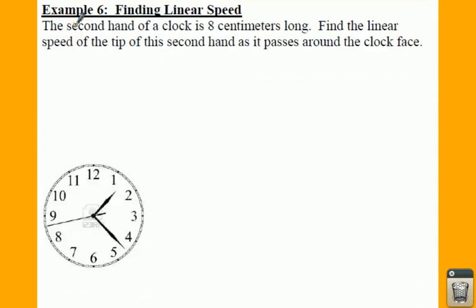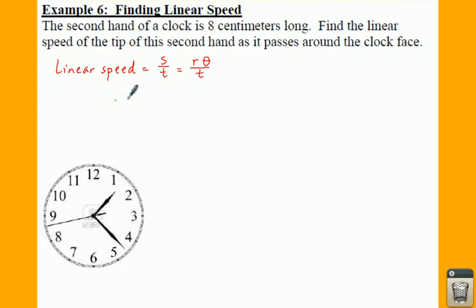So let's look at example 6. The second hand of a clock is 8 centimeters long. Find the linear speed of the tip of the second hand as it passes around the clock face. What we have to find is the linear speed, so we're going to use s over t, which is the same thing as saying radius times theta over time.